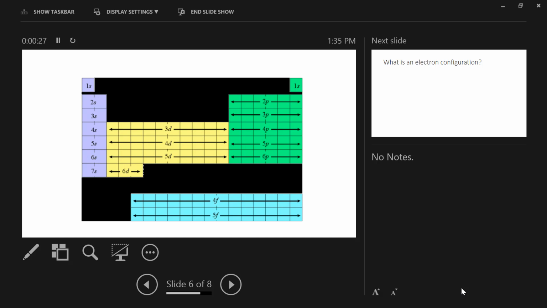Does it give the electron configurations on your periodic table? Yes, it's right under the... For all of them? Yep. Oh, but it shortens them. It shortens them down. Anyways.